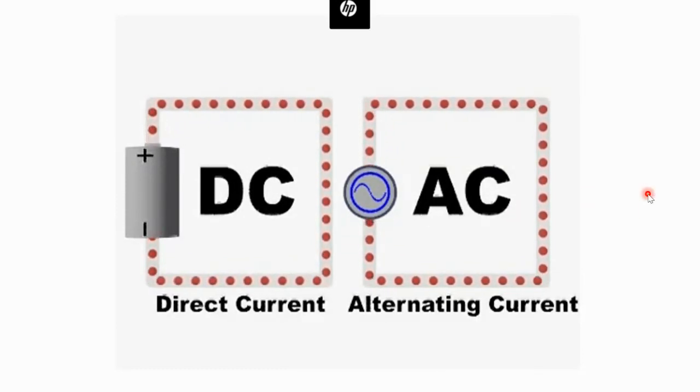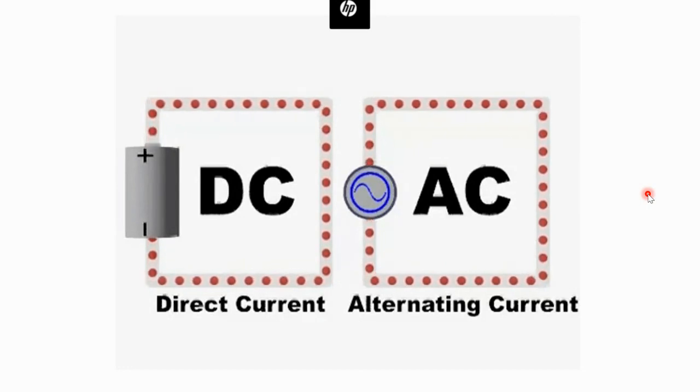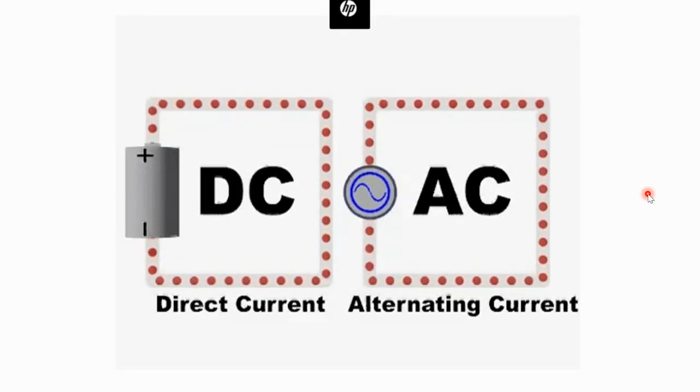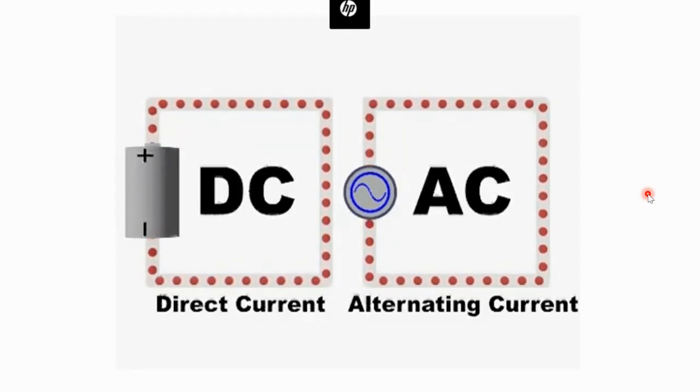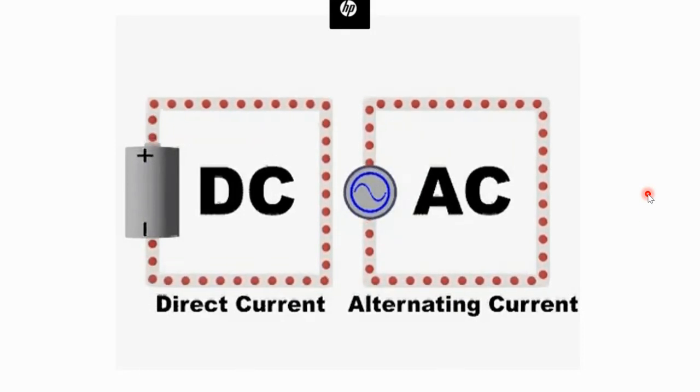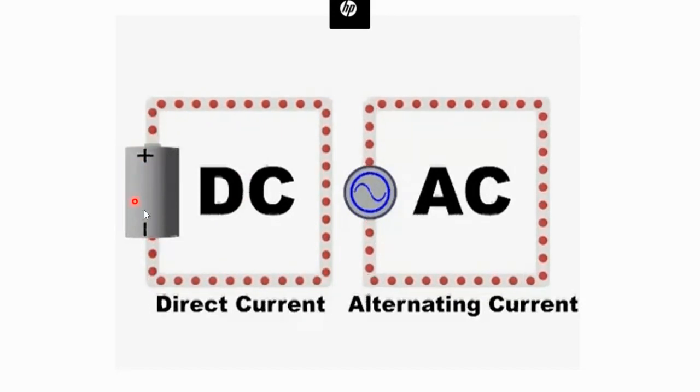Now, batteries produce DC, direct current. Alternating current is produced usually by generators. You can make certain generators produce DC, but a standard generator in a power station produces alternating current. Solar panels produce direct current.